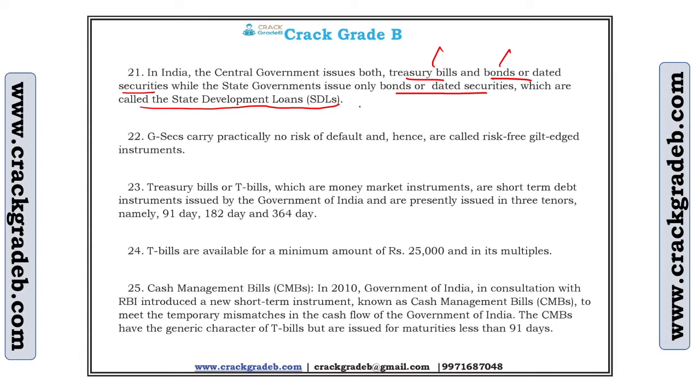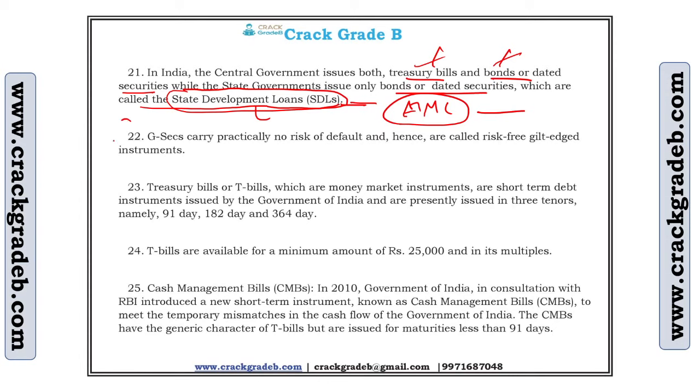So I'll tell you one additional piece of information. State development loans: there are many mutual funds and asset management companies which buy this type of loan and give mutual funds, right? So through mutual funds, indirectly we can also get state development loans. Also we can get treasury bills and bonds, but let's not discuss that because I think you know it. State development loans we do not hear about very frequently, and that's why I'm explaining.